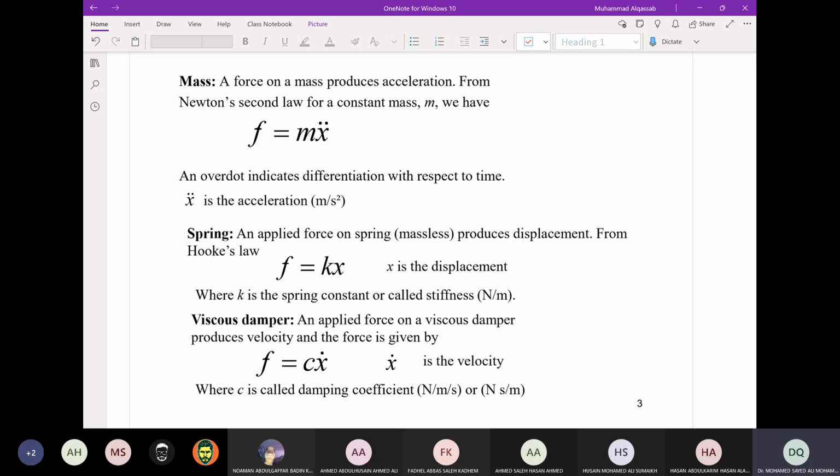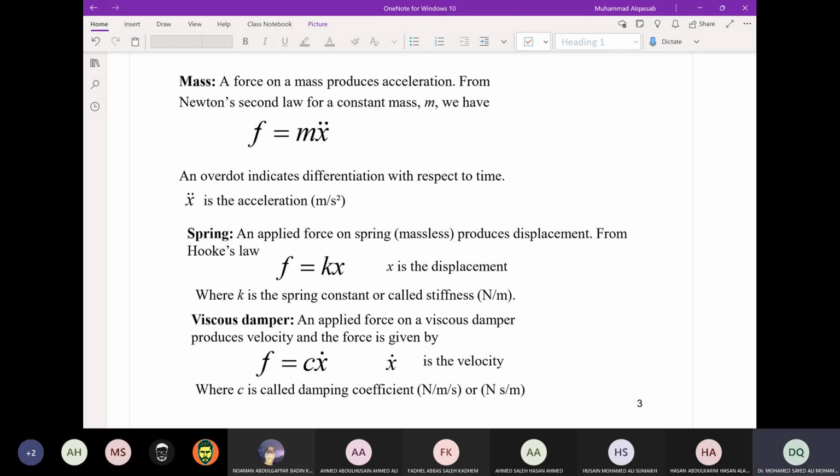The spring, the force in the spring is governed by Hooke's law, which is F equal to kx. X here is the change in length, which is displacement. In the vibration system, that x is measured from equilibrium. So we call x the displacement, and k is the spring constant, or called spring stiffness, in Newton per meter.